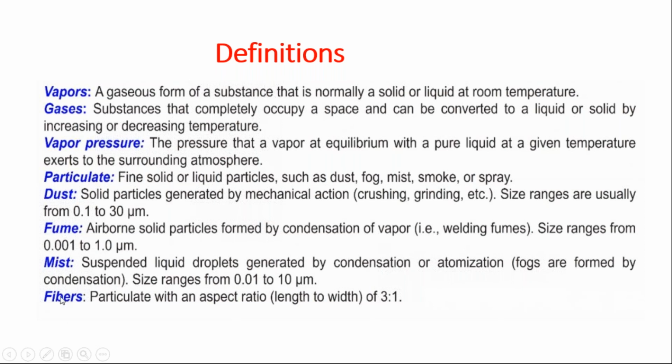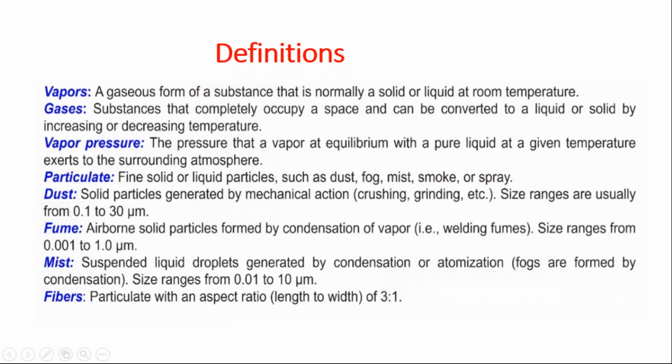And the last one is fibers. Fibers are particulate matter whose aspect ratio may range from 3 to 1. It means its length may be 3 times its width or more. Then this type of particle, this type of contaminant, can be termed as fiber.